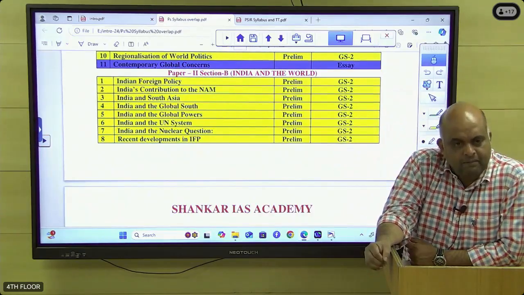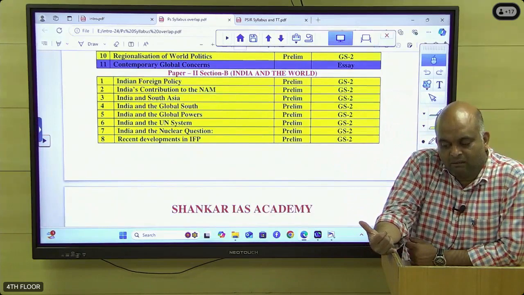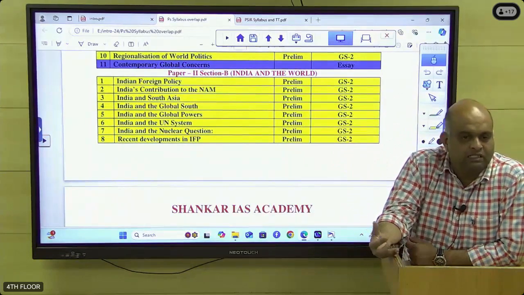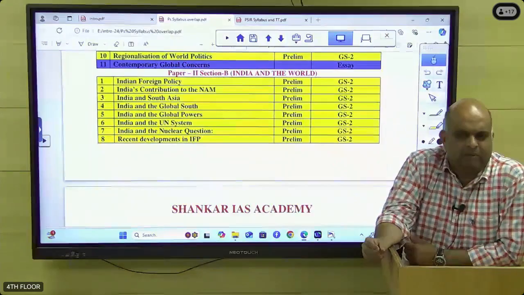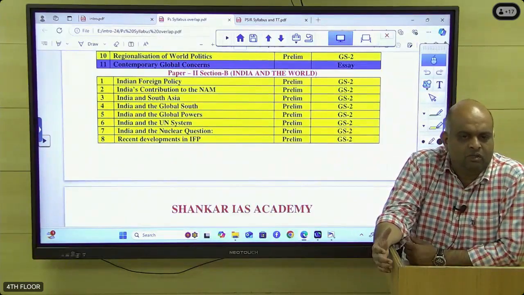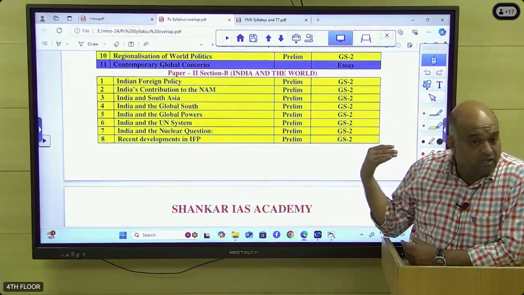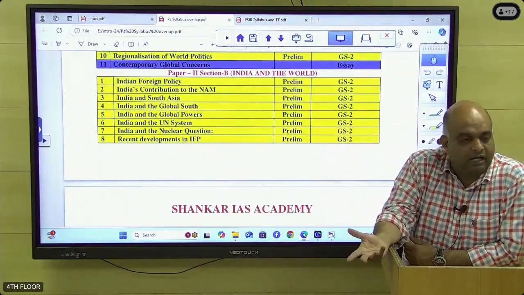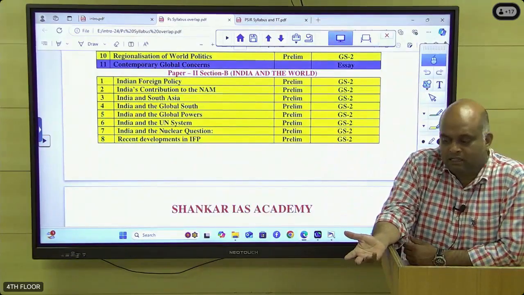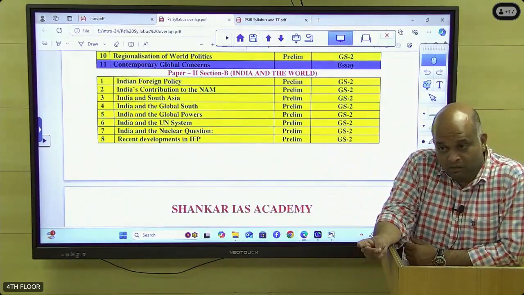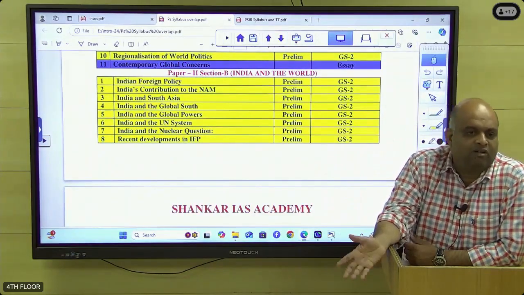In paper 3, the international economics will cover. Globalization, all these things, it is covered. Paper 3 only you have to read. Okay, so the economic part, internal security it will cover actually, directly or indirectly. Okay, the disaster management, the core economics, that part only you have to read separately.